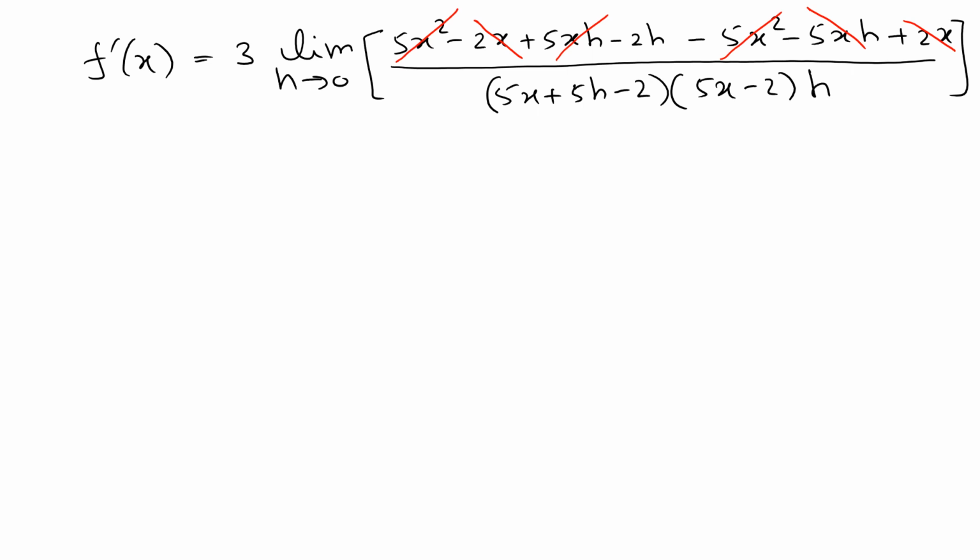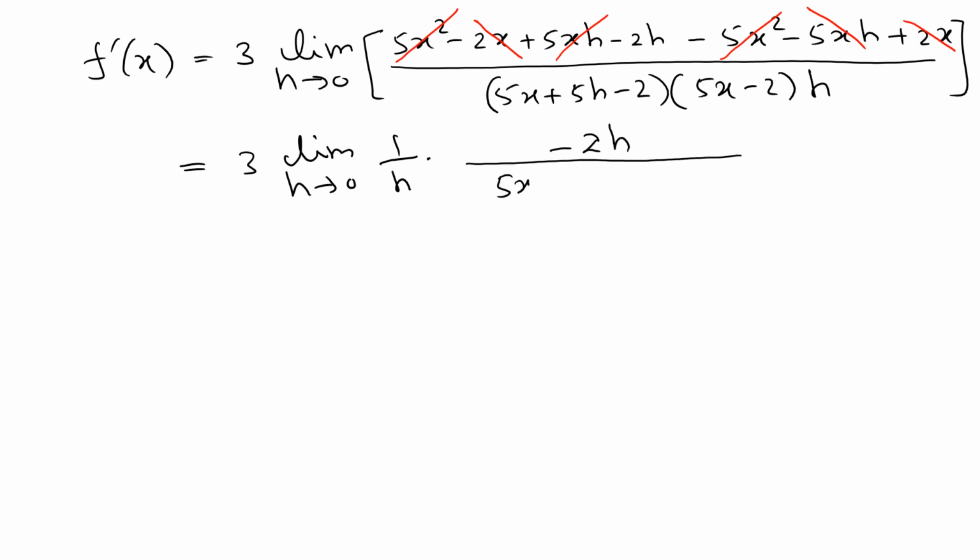Now what you can see is, in the next step, after we cancel these, you can cancel the h term. So what we have is 3 times the limit, I'm just exaggerating here because you can cancel over there. So it's 1 over h times negative 2h over the product of these two terms, 5x plus 5h minus 2, and then 5x minus 2. That's what we have.